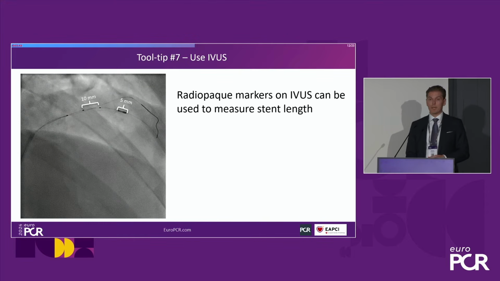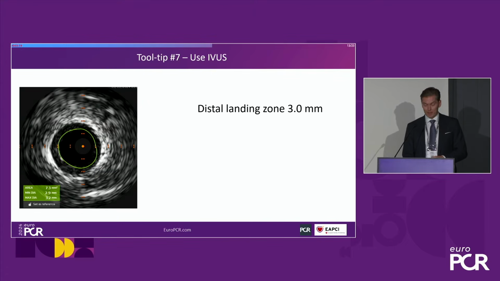Well, using IVUS, of course, but not in the way you think. The radiopaque markers on the IVUS, this is the Eagle Eye catheter, do have a specified length, so we can use this to measure stent length. When we put the IVUS catheter down there, we can tell how far down the vessel we are and the length of the stent just by using this as a marker band.